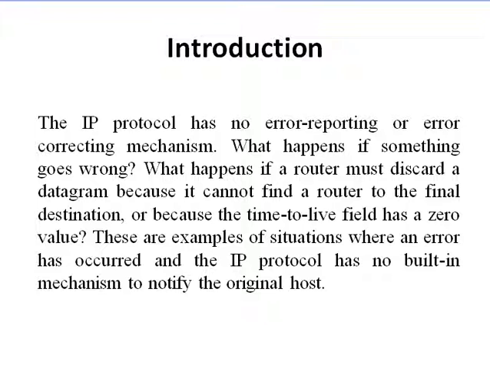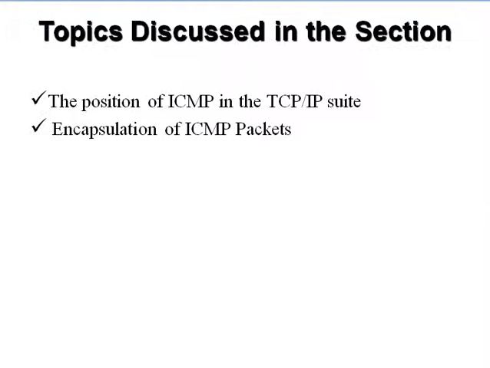Now, introduction. The Internet Protocol has no error reporting or error correcting mechanisms. What happens if something goes wrong? What happens if a router must discard a datagram because it cannot find a route to the final destination, or because the time to live field has a zero value? These are all situations where an error has occurred and the IP protocol has no built-in mechanism to notify the original host.